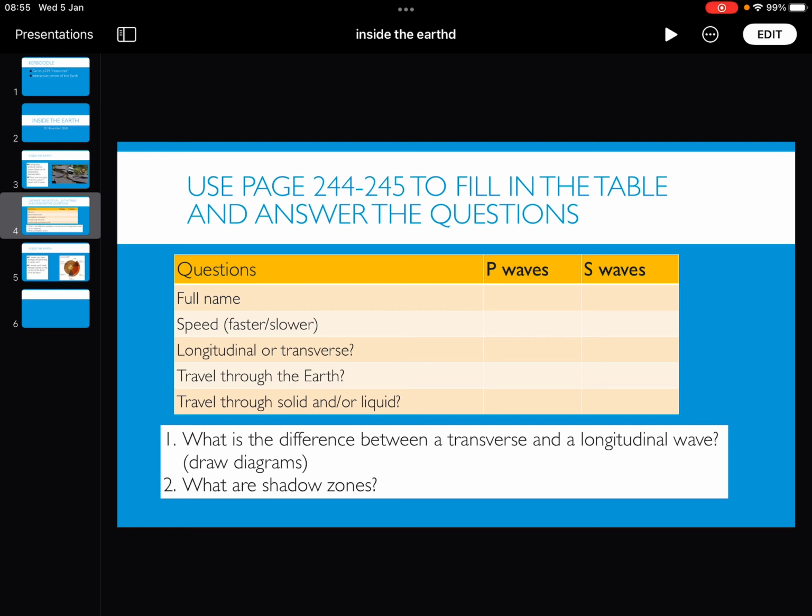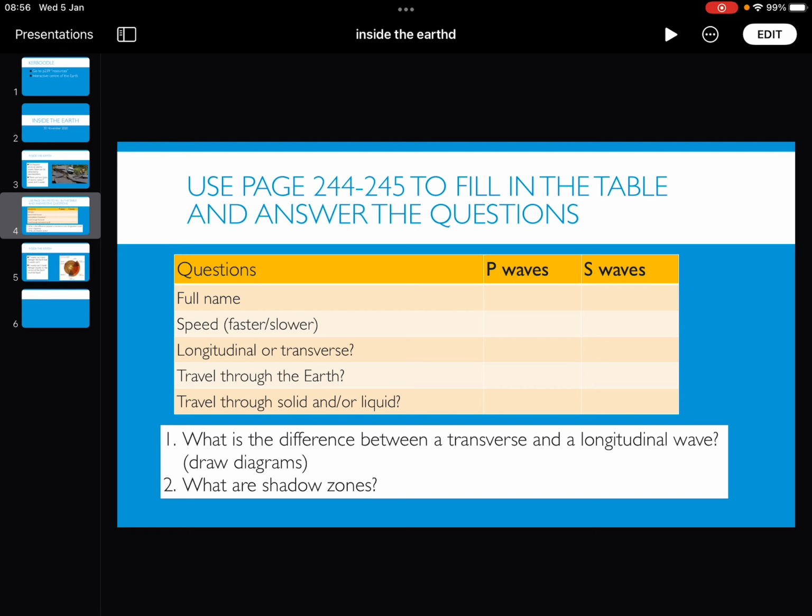Okay, hoping everyone's had a chance to pause. Let's go through answers, shall we? So, full name. P waves are actually called primary waves. And they are called primary waves because they arrive first, which also answers the question underneath. Are they faster or slower? They are the faster of the waves. So, primary, and they are faster.